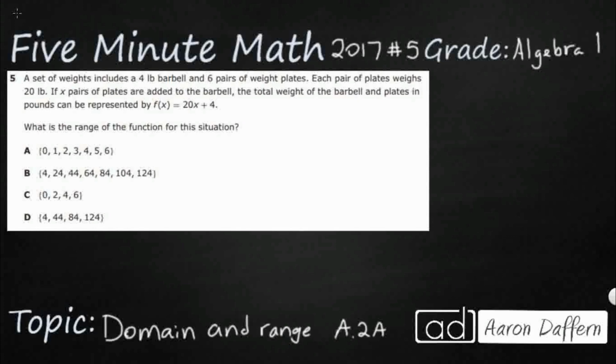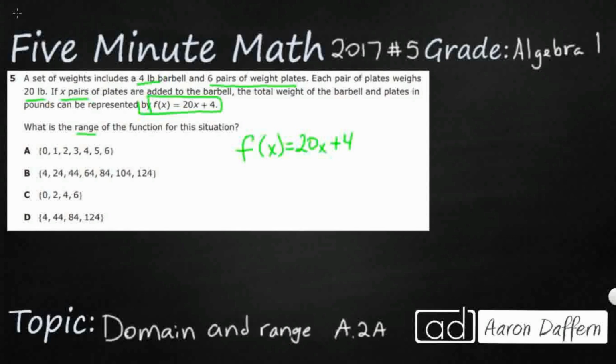So we have a set of weights that include a 4-pound barbell, 6 pairs of weights, and each pair of weights is 20 pounds. So we've got x pairs of plates added, so they have to be added in pairs. Then the total weight is going to be represented by this function right here. Okay? So f of x, let me write it a little bit bigger because we're going to need this here, equals 20-pound pairs times however many pairs I'm putting on there, plus, we always have to keep in mind, there's a 4-pound barbell that's keeping the weights in place. So what is the range of this function?